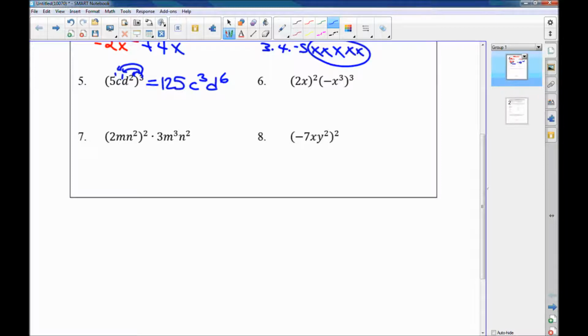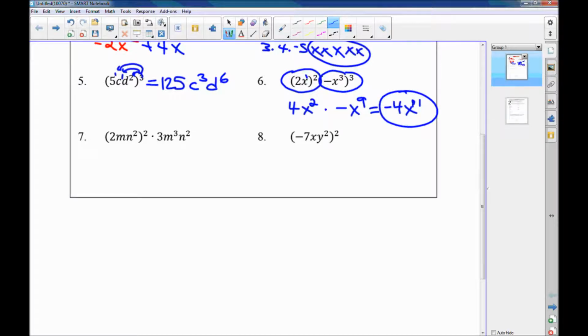All right. Number 6 combines the product and the power rule together. So first we need to do the power rule on this part and on this part. And then we'll do the product rule, multiply them together afterwards. So 2 squared becomes 4, and 2 times 1 will give us x to the second power. And then over here, negative 3 to the third power is still a negative, and then 3 times 3 will give me x to the ninth power. Okay, so then I have a negative 1 coefficient in the back and a 4 coefficient in the front. Negative 1 times 4 is negative 4. And then I can combine the exponents with adding, so it becomes x to the 11th power.